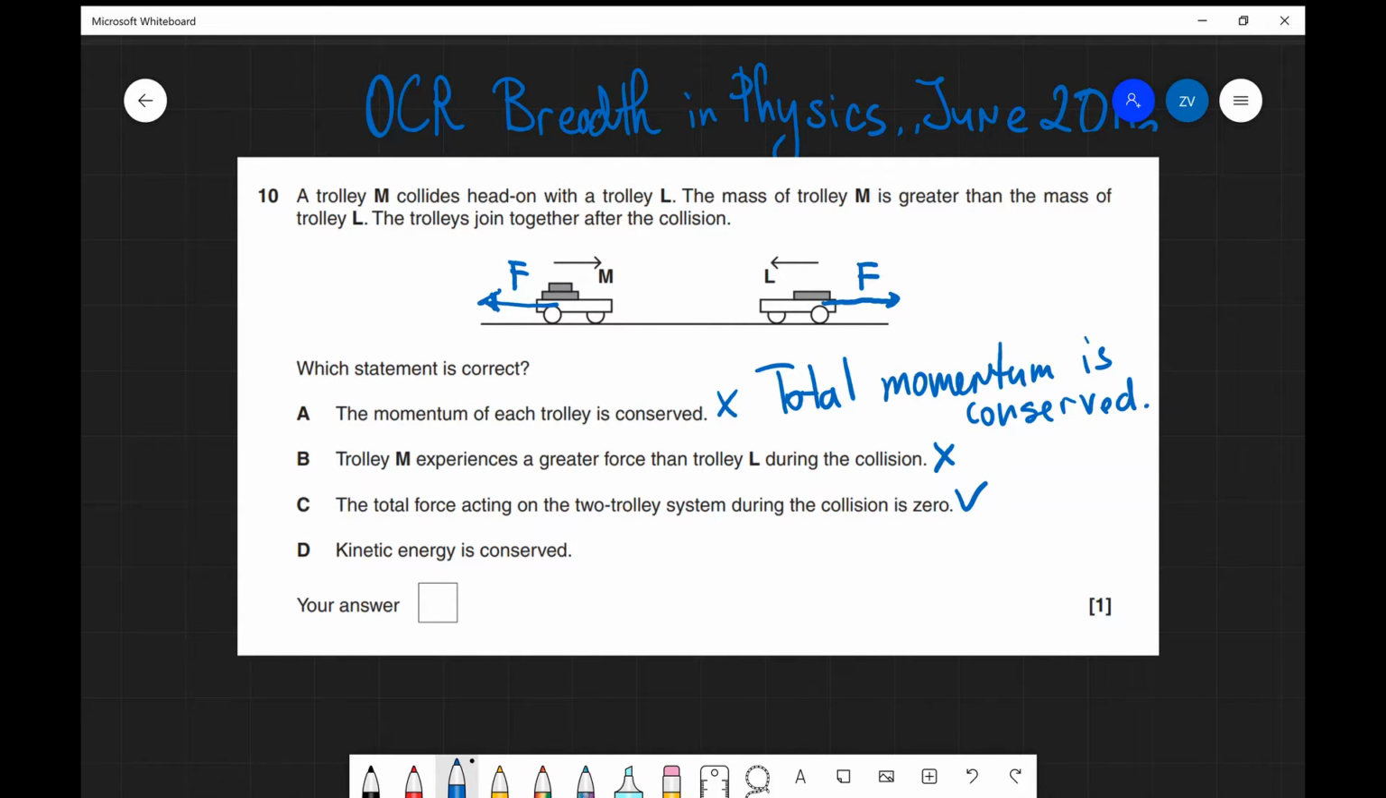Kinetic energy is conserved. Now that's only true for an elastic collision, and there's no mention that this is an elastic collision. In fact, we know that it's not. So the correct answer has got to be C.